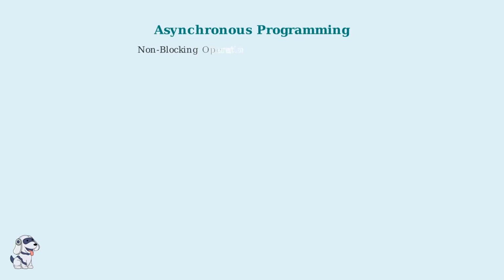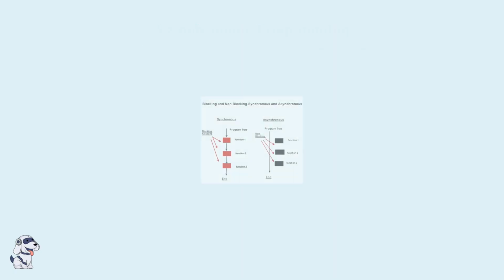Asynchronous programming is a fundamental concept in modern software development that allows programs to perform multiple tasks concurrently without blocking the main execution thread. To understand asynchronous programming, we first need to see the difference between synchronous and asynchronous operations. In synchronous programming, tasks execute one after another, with each task waiting for the previous one to complete.